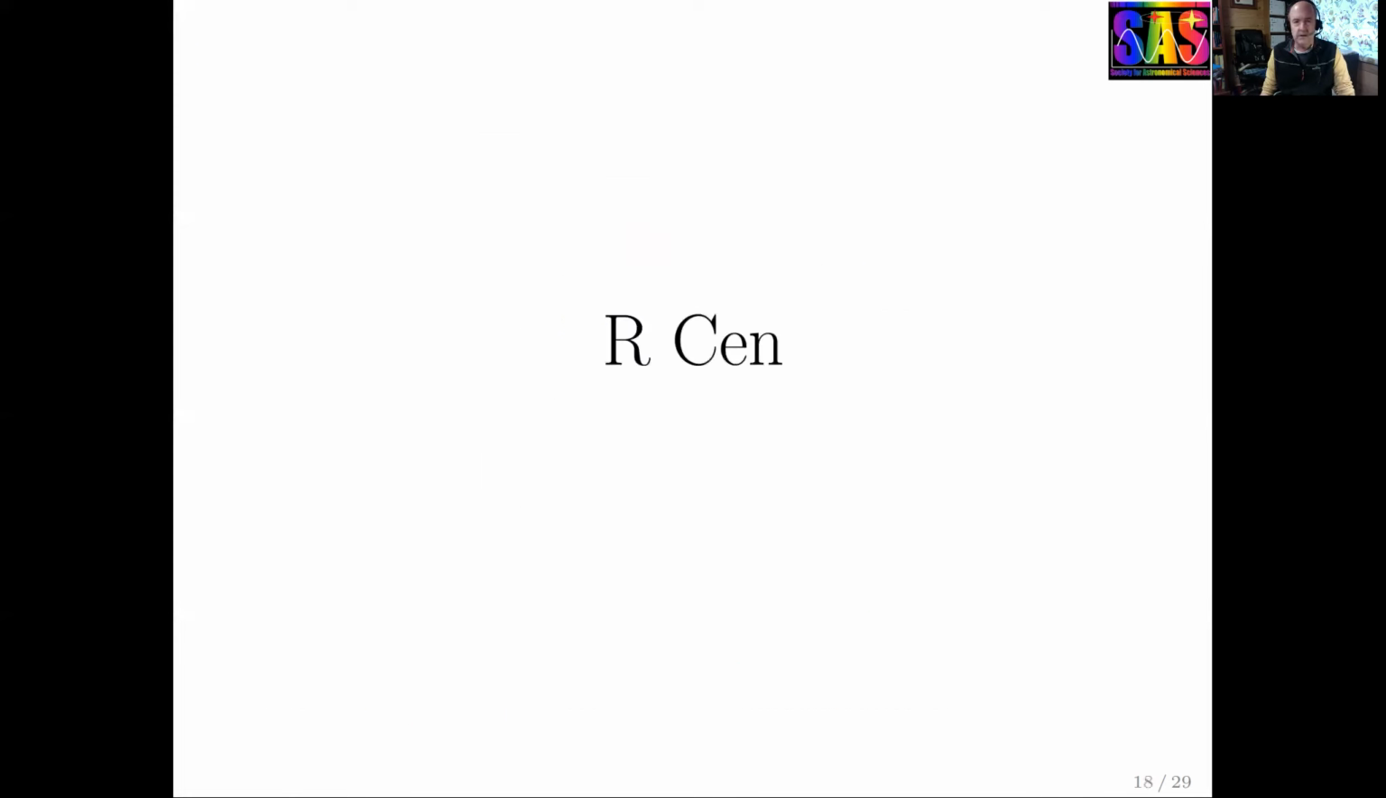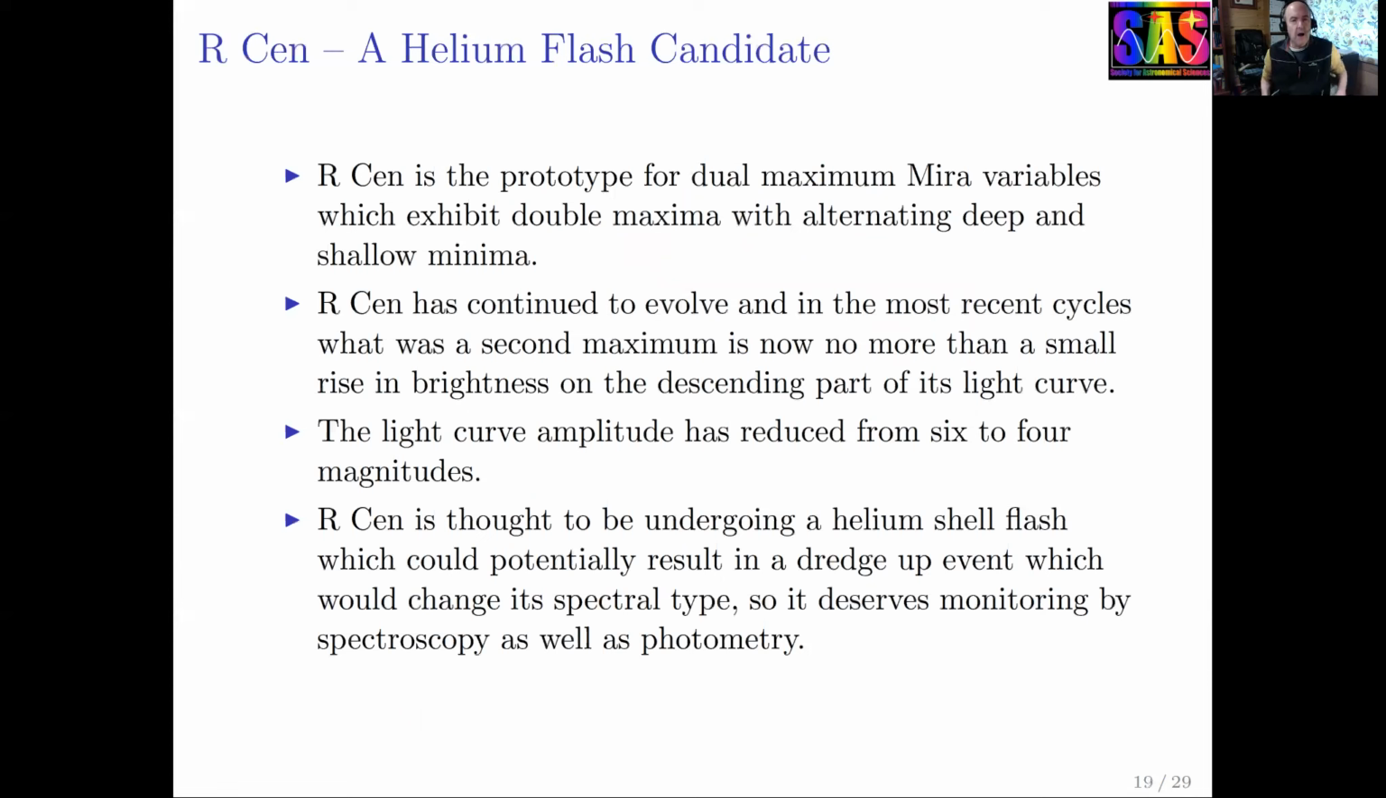So onto R Centauri. R Centauri is the prototype of the dual maximum Mira variables, and I'll show you a light curve of that fairly soon. They exhibit double maximum with alternating deep and shallow minima. But R Centauri has evolved rapidly in recent years, and in the most recent cycles, what was that second maximum is no more than a small rise on the descending part of its light curve.